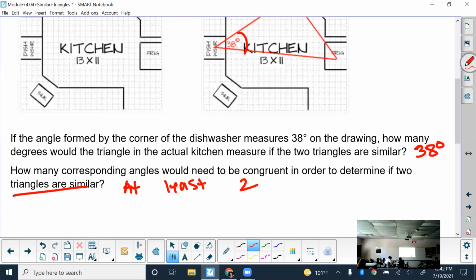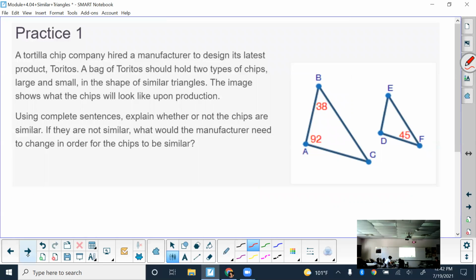All right, so we're going to kind of blow through these next 2 practices so that you can do your worksheet. So practice 1, a tortilla chip company hired a manufacturer to design its latest product, Churritos. A bag of Churritos should hold 2 types of chips, large and small, in the shape of similar triangles. So again, similar triangles have 2 things going on. All right, what would we say about their angle measures?